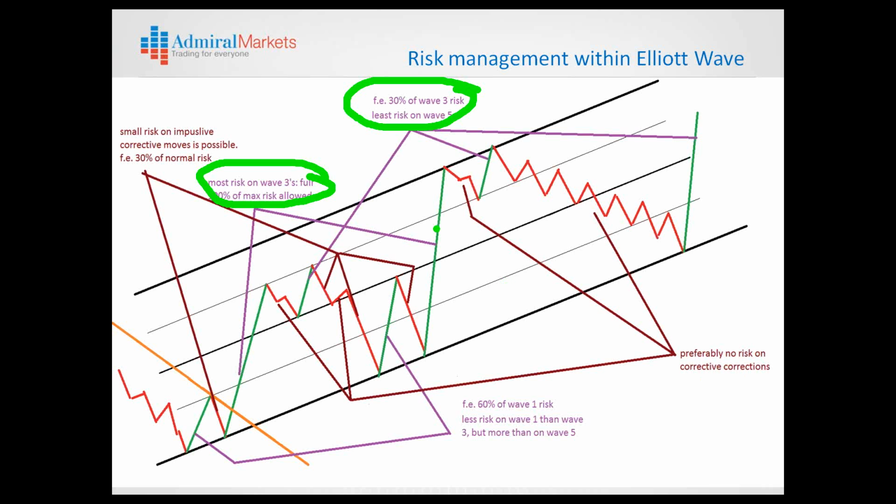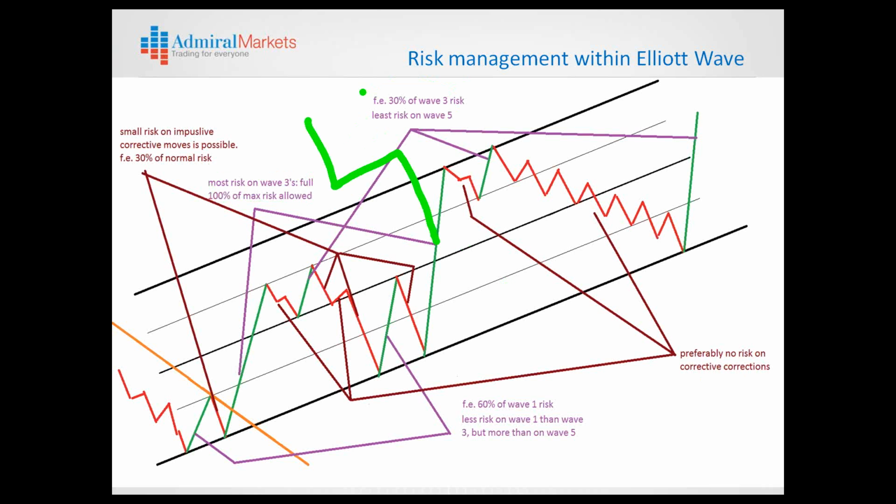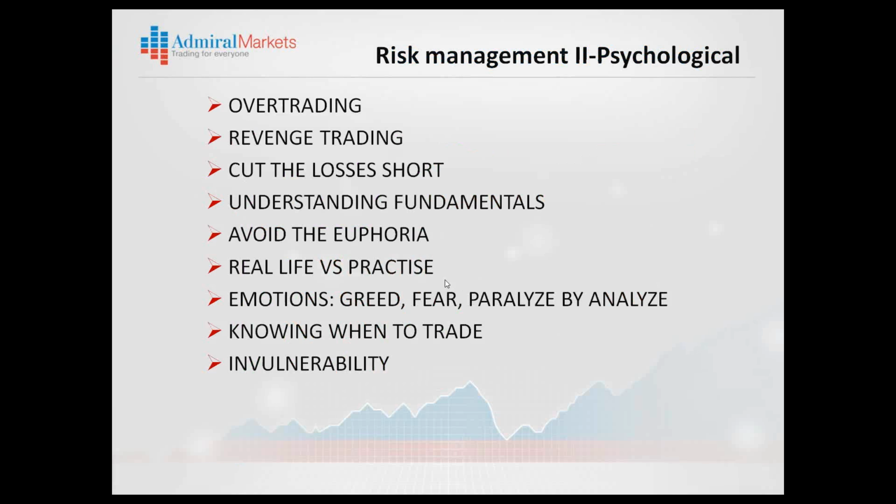Preferably no risk on corrective structures, although wave A and C, if they are impulsive, you could risk about 30, as well, up to 50 maybe, depending, maybe 30 on the wave A and 50 on the wave C. So that's just a quick explanation on how you can vary risk within every wave to optimize and capitalize on the more impulsive parts of the currency and risk less when there's a correction going on. Very important for Elliott Wavers. That's it from my side here.